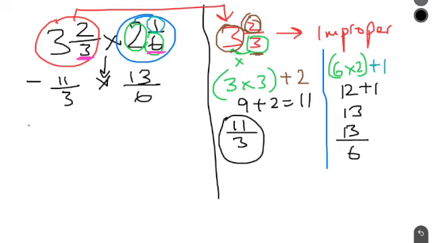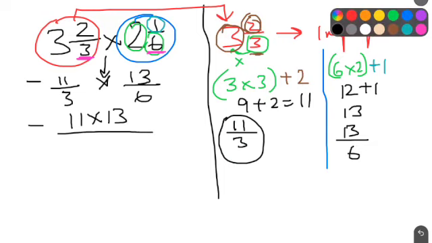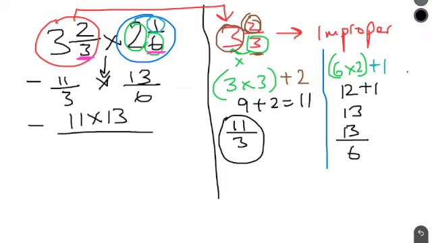So once we have our two fractions as improper fractions, the next step is we carry on the same procedure as multiplying fractions, and that is you multiply the numerators together. In this case, it would be the 11 and the 13. So 11 multiplied by 13, and then you multiply all of the denominators together. In this instance, it would be 3 times 6. And then you say 11 times 13.